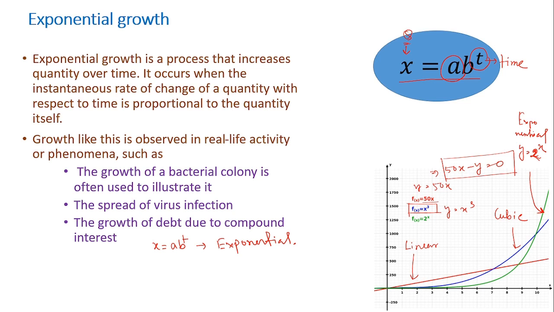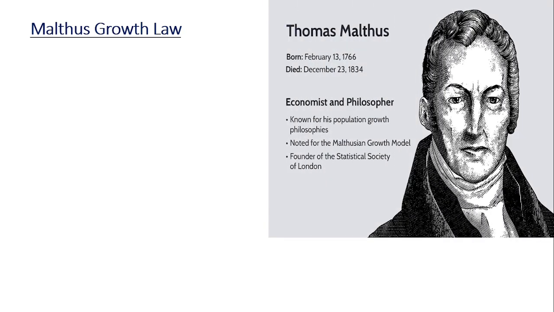So these are the curves, and these are the expressions, the representation of exponential growth, cubic growth, linear growth. Now let us know something about the Malthusian growth law. What is the relation between the exponential growth law and the Malthusian growth law? Formally you can say that the exponential growth law of a population is the Malthusian growth law. So why is it called the Malthusian growth law?